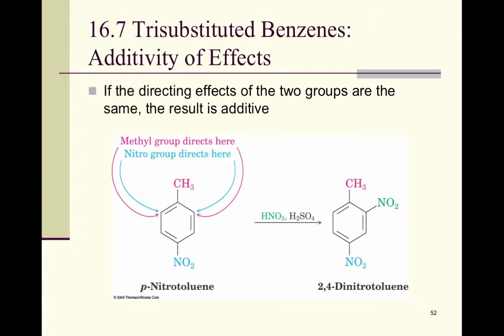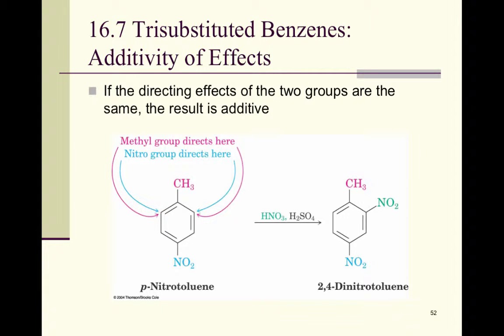So when we had disubstituted, as we've seen in the previous examples, if something was a ring activator or deactivator, that didn't come into play. It was just the director piece of it. Well, now, if we want to go ahead and put a third thing on a ring, that's where the activity of the substituent comes into play. So let's look at trisubstituted benzenes.